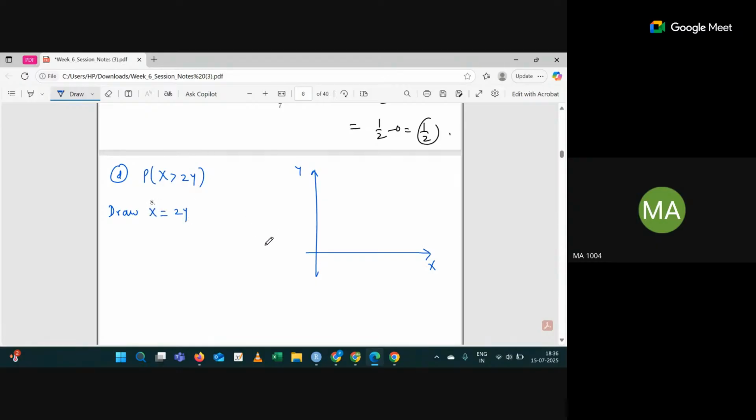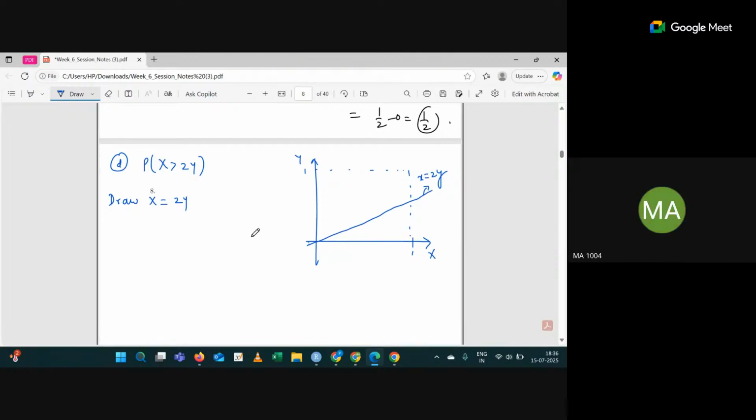So x equal to 2y will be, first of all, this is 1. This is 1. Okay, so x equal to 2y will be somewhat like this. It shouldn't be the x equal to y line, right? Are you getting? Yes, sir. So this is x equal to 2y. Which region are you interested in, the lower one or the upper one? Lower, right? X is greater than 2y.